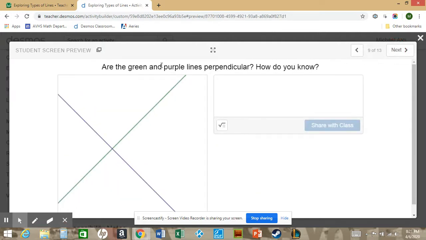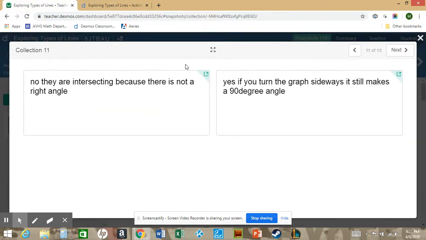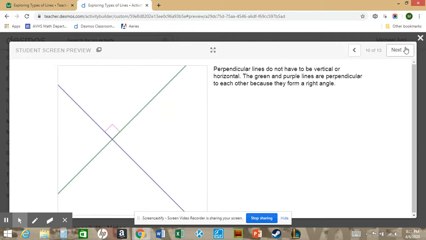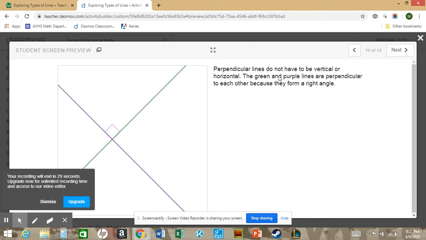Okay, are the green and purple lines perpendicular? How do you know? No, they're intersecting, because there's not a right angle. And yes, if you turn it sideways, it still makes 90 degrees. So this is still perpendicular. Now, do we know for 100% fact? No, we do not, because there's no little right angle here. So you can say yes and assume this, but if you said no because it doesn't tell you, that is fair, because they could be slightly off. It could be 89 degrees, very close. So we don't know for sure. But in this question, it turns out that it is.